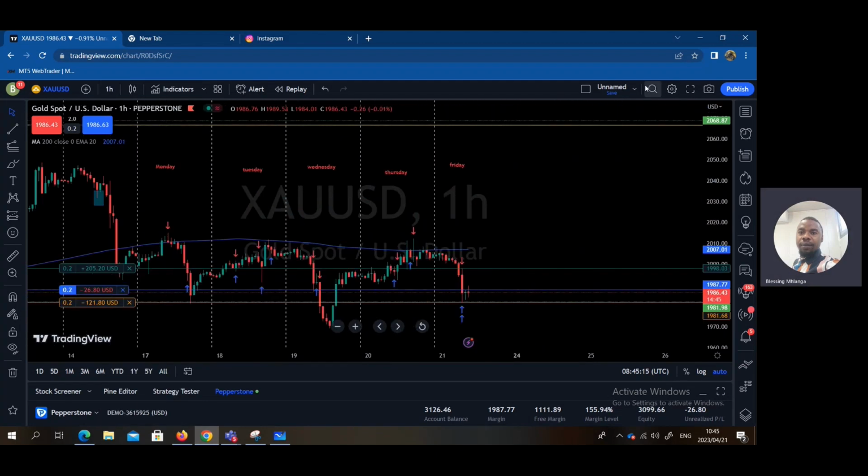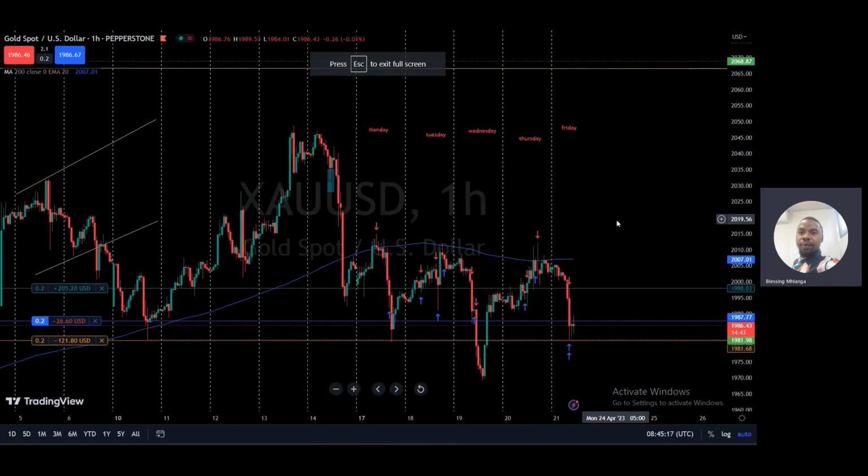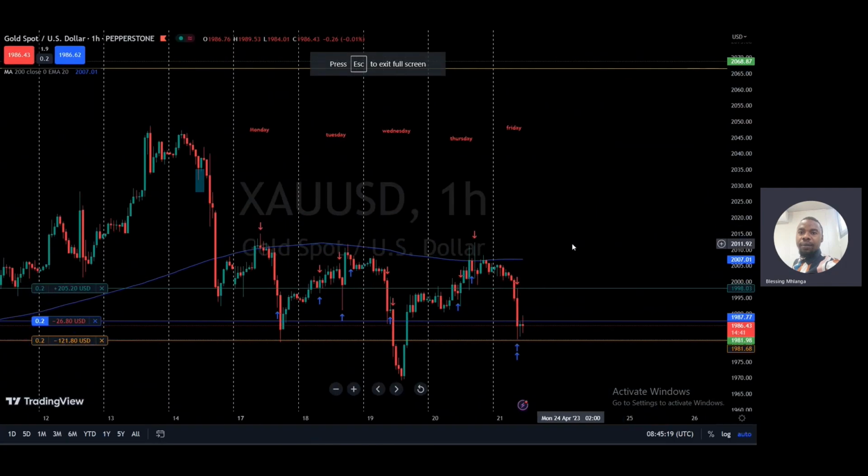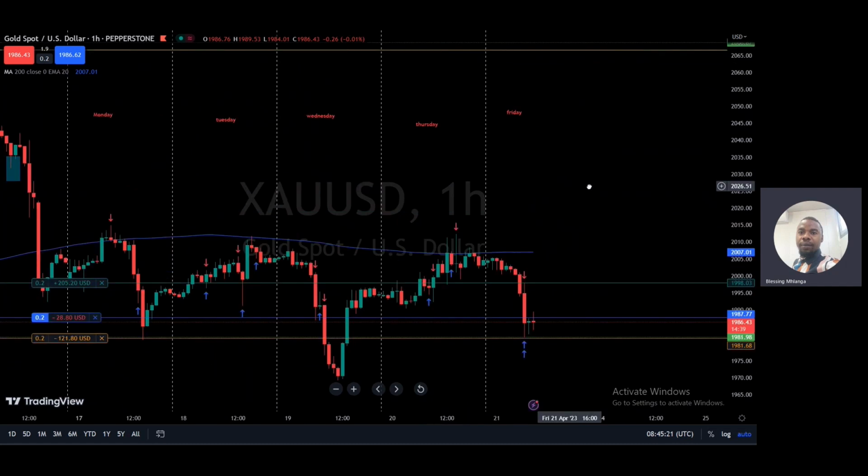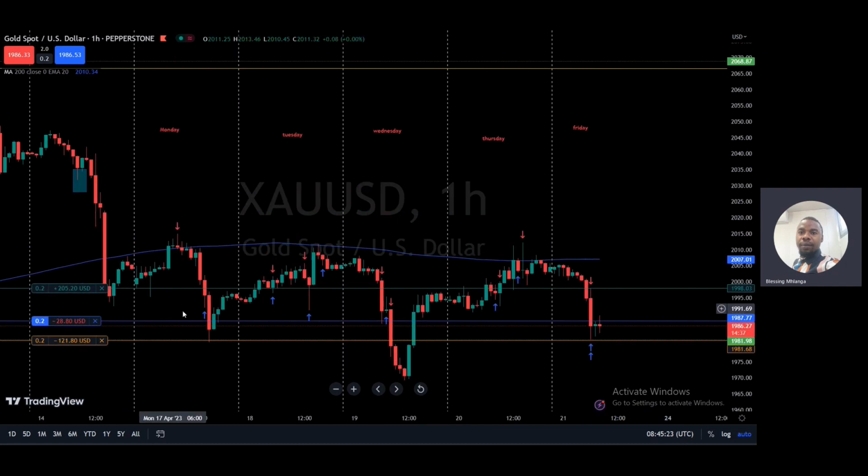And I've included here the session breaks so that we can clearly see how the market has been moving since Monday. So this is how the market traded on Monday, and this was Tuesday, this is Wednesday, this is Thursday, today is Friday. And the markets haven't closed yet, but we can see already there's been a strong move to the downside. Now, how do we use market price to take advantage of this?